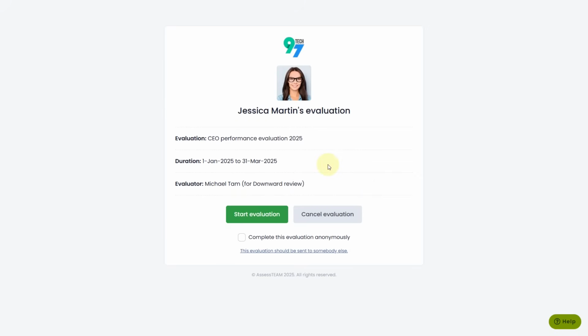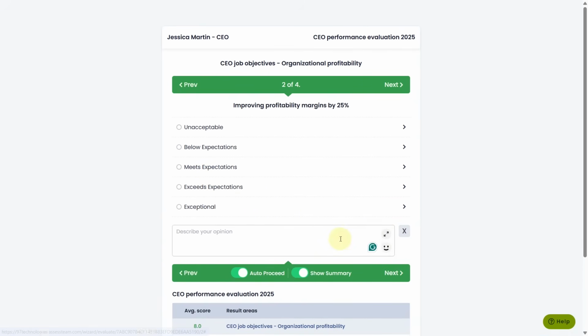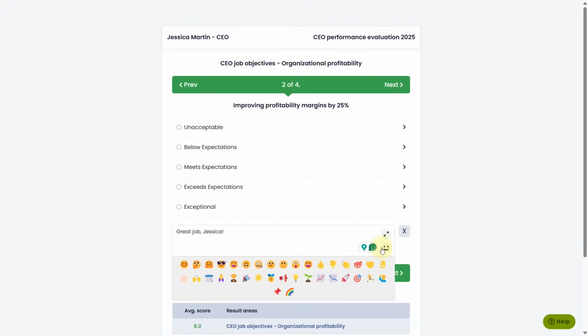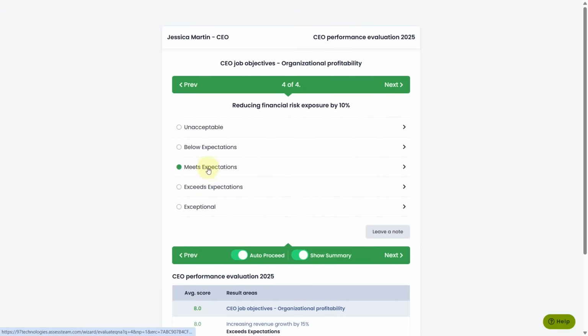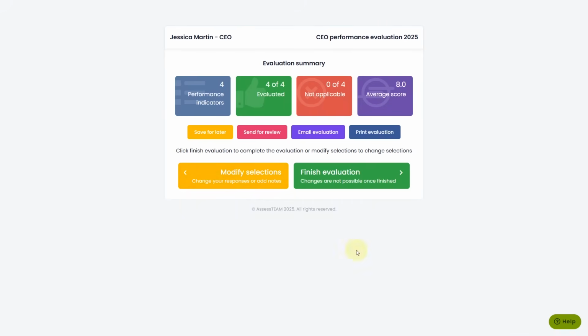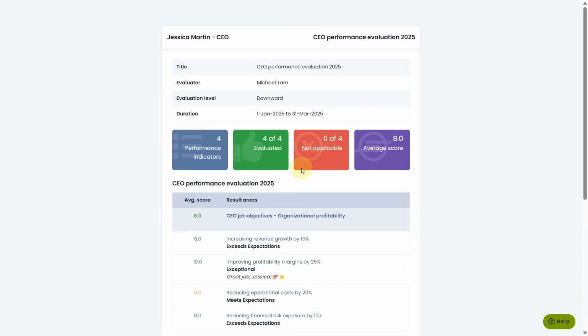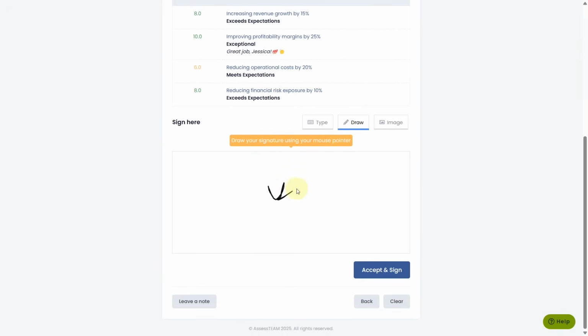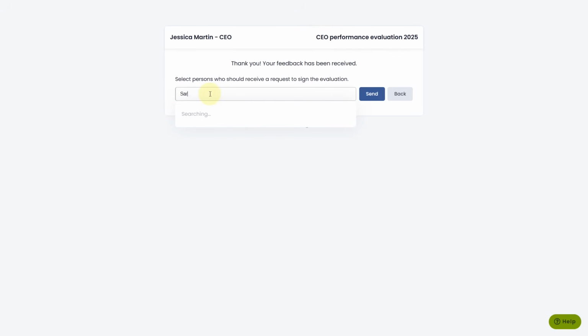Conduct evaluations digitally with AssessTEAM, providing clear, actionable, and strategic feedback aimed at organizational improvement. Conclude by selecting Finish Evaluation and consider endorsing this evaluation to reinforce trust. Use the Send for Signature option to get the board chairperson's approval on the evaluation.